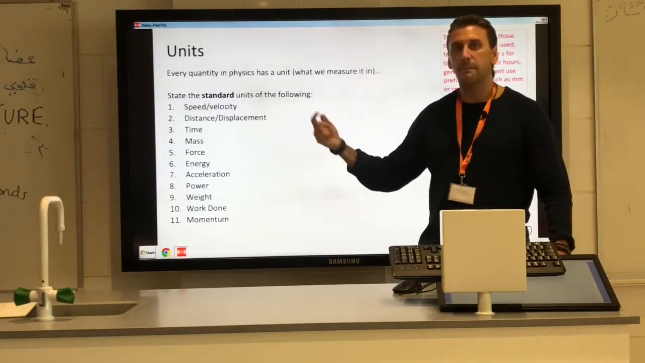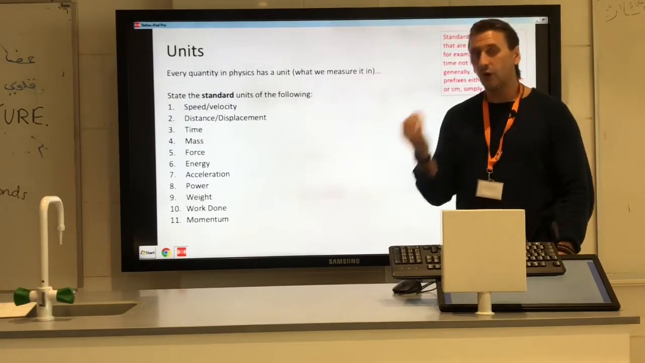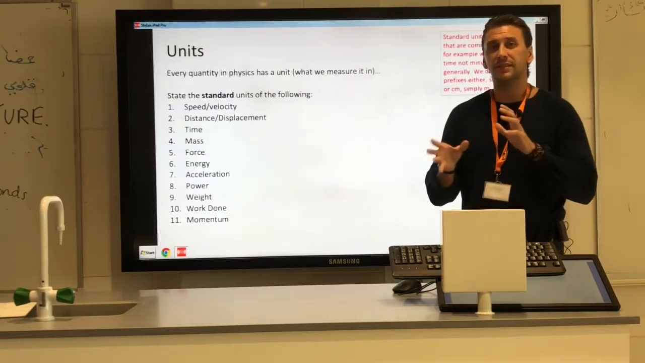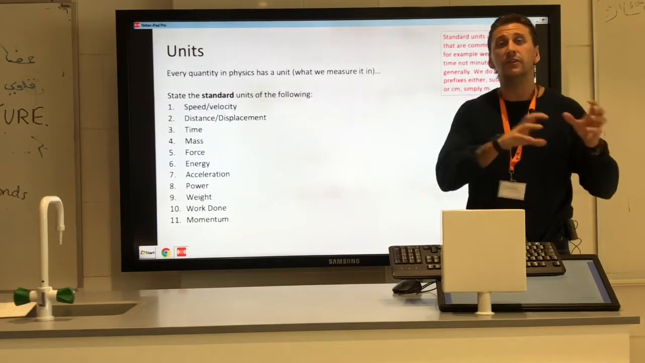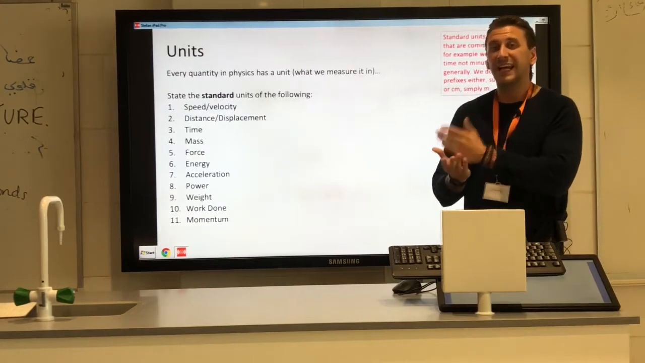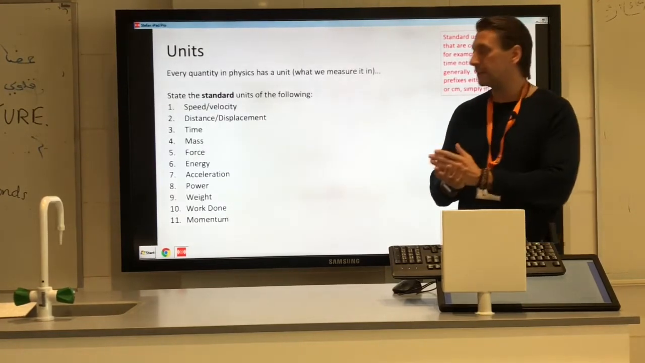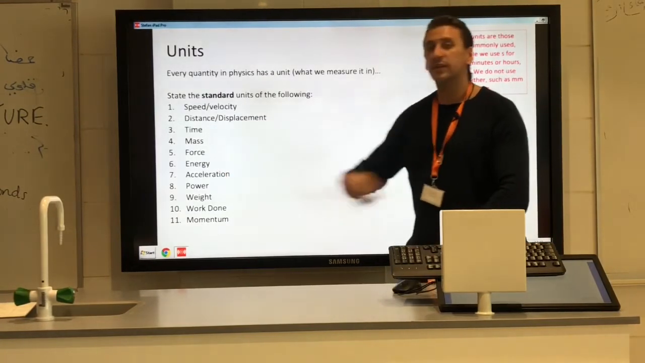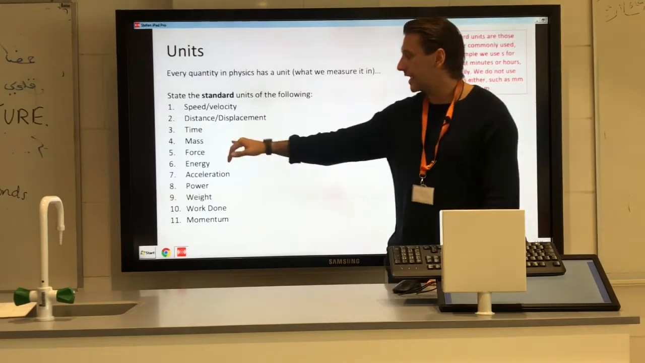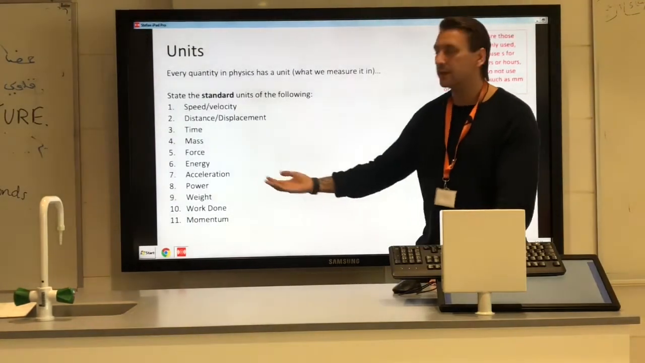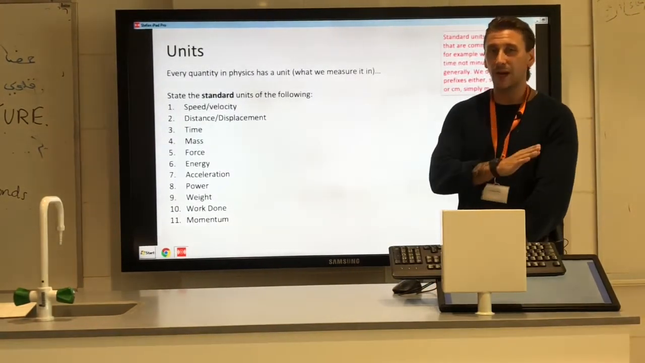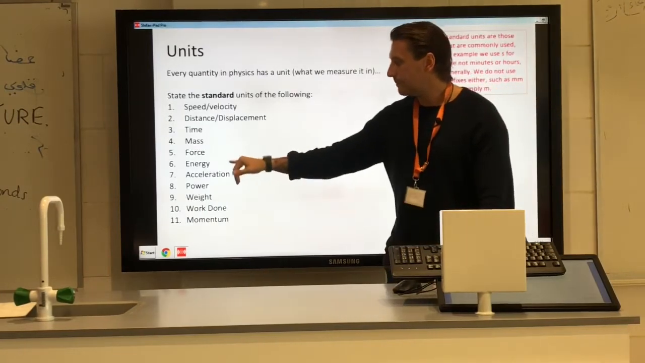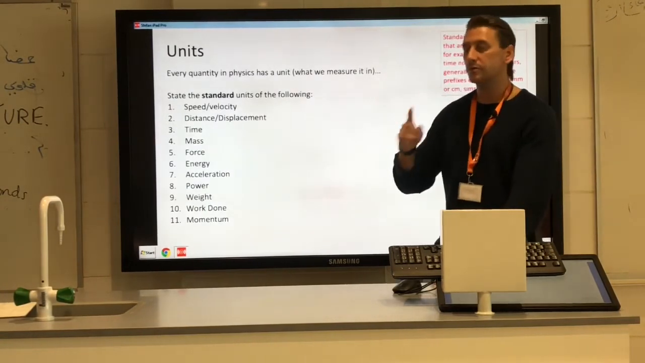Time, seconds. Mass in kilograms, not in grams. So a lot of students make that mistake and they try converting kilograms to grams, but mass actually has the kilo in front of it, so it's kilograms. We'll talk about the prefixes later. Force is in newtons, so always in newtons. Energy is in joules. Acceleration is in meters per second squared. We'll see that unit later on. Power is in watts, capital W.